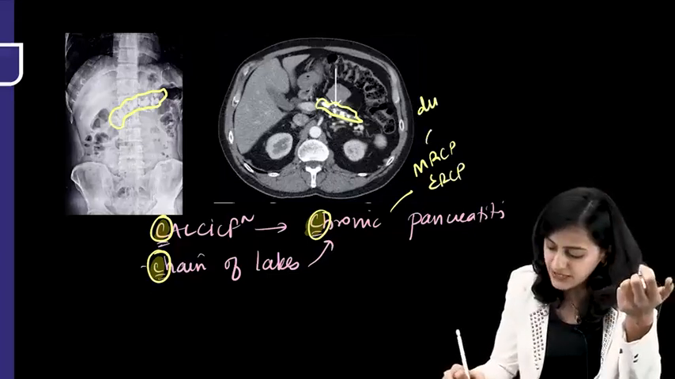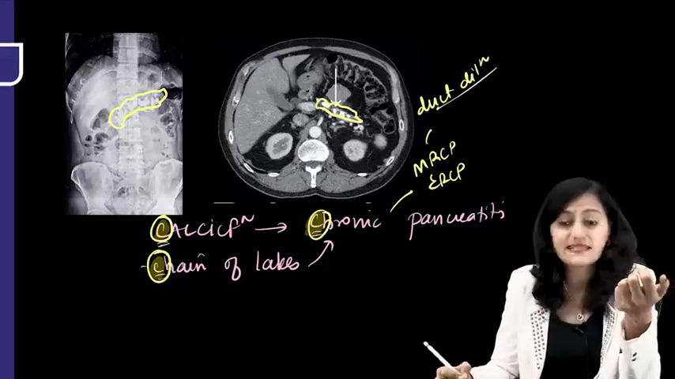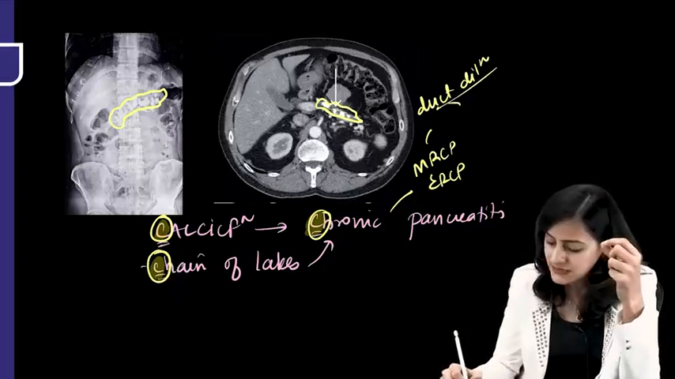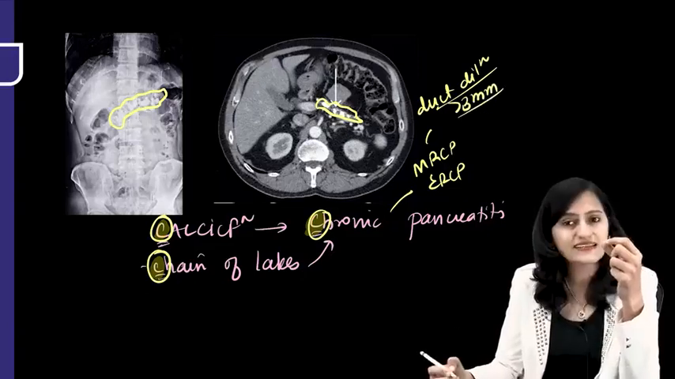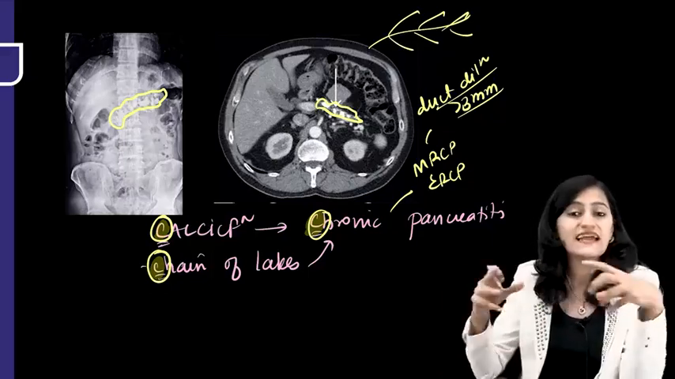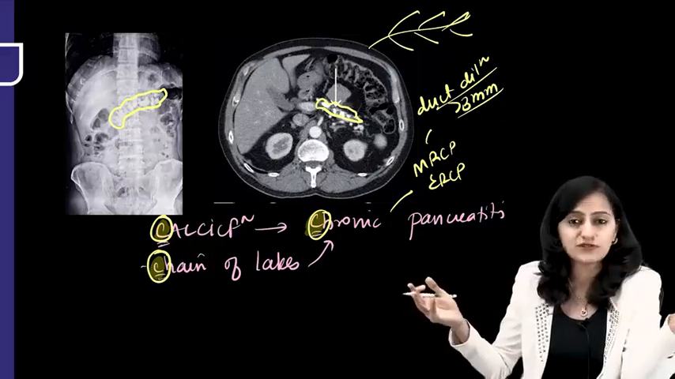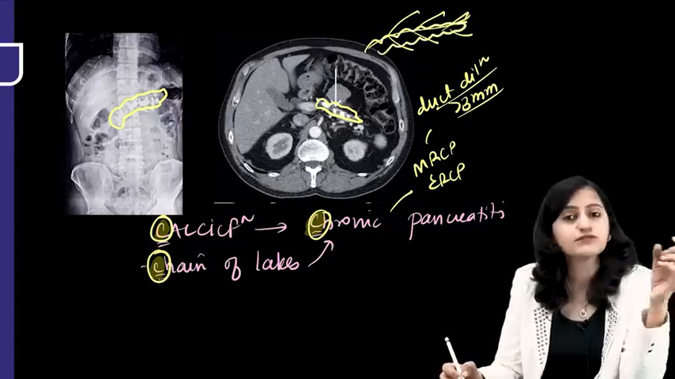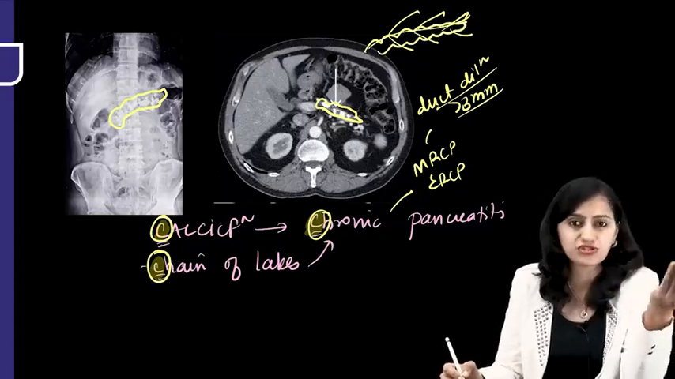Why? Because it helps us look at the dilated duct. The duct is dilated because of the atrophic pancreas, more than 3 millimeter dilatation, and you would see the chain of lakes appearance. The dilated duct with the multiple side ducts also dilated. This main duct might show the beaded appearance also because of the multiple strictures.